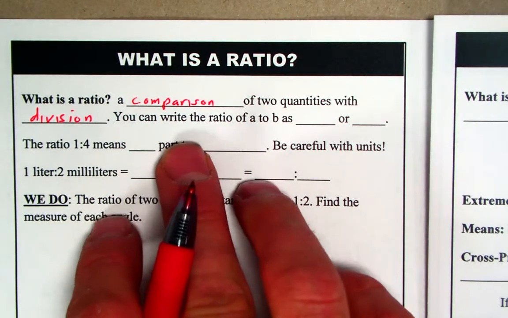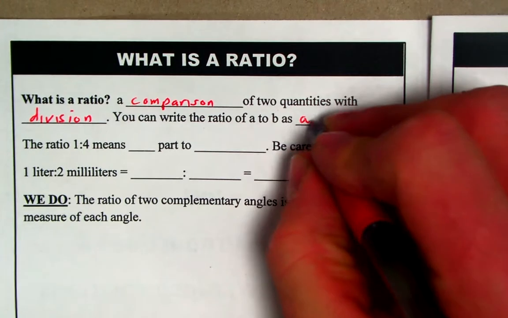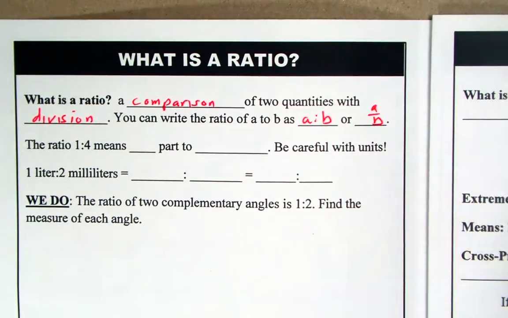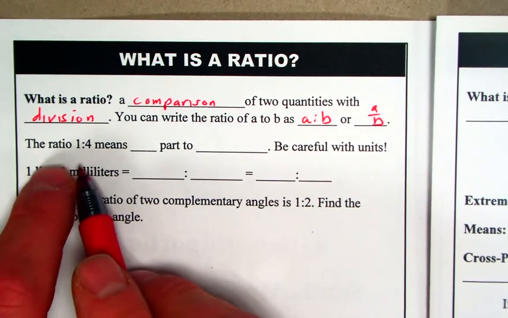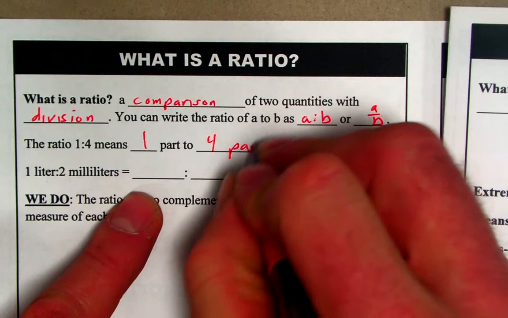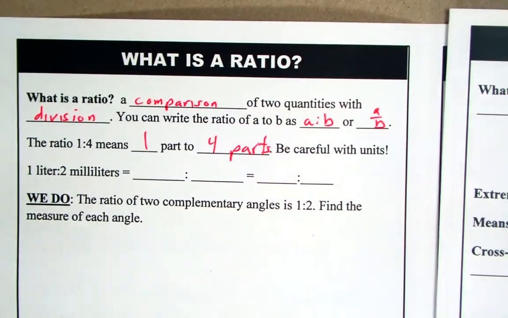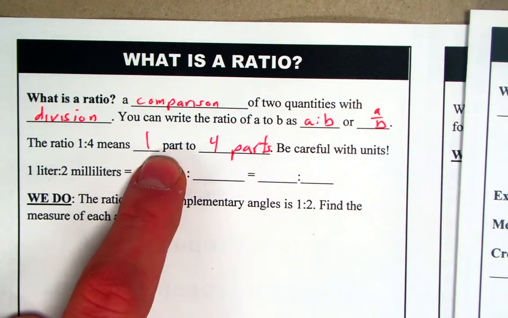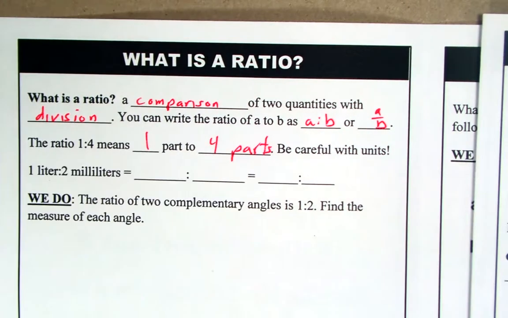You can write the ratio of A to B as A to B this way, or you can write it as a fraction. And if you have the ratio, for example, of 1 to 4, it means you have 1 part to 4 parts. And the one thing I just want you to be aware of is 1 part to 4 parts means there's a total of 5 parts. All right, 1 here, 4 there, a total of 5.